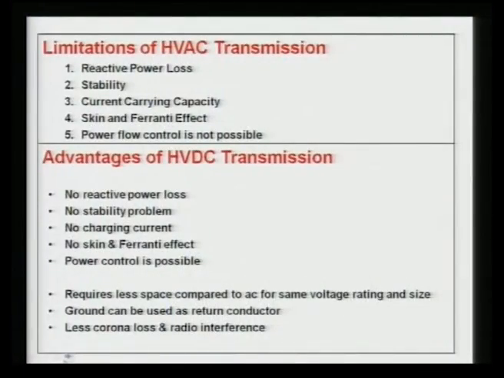Here you can also see that I have summarized the 5 major limitations of the HVAC transmission system: the reactive power loss, the stability concern, the current carrying capacity, that is the charging, the Ferranti effect, and the power flow control, which is not possible in the AC system.